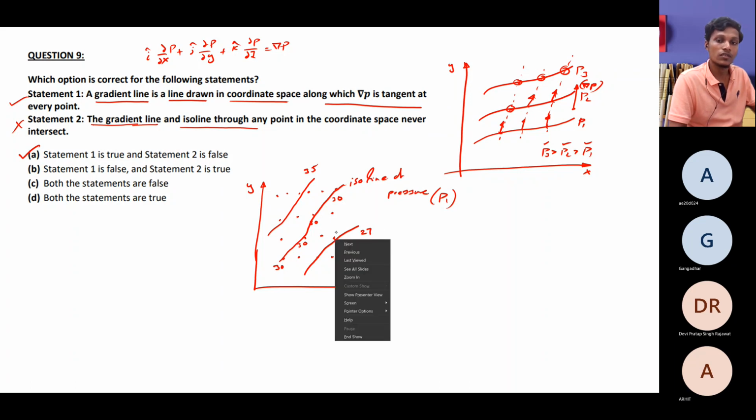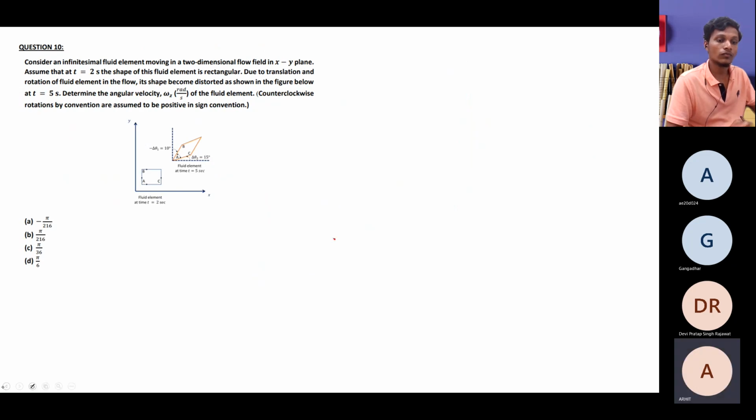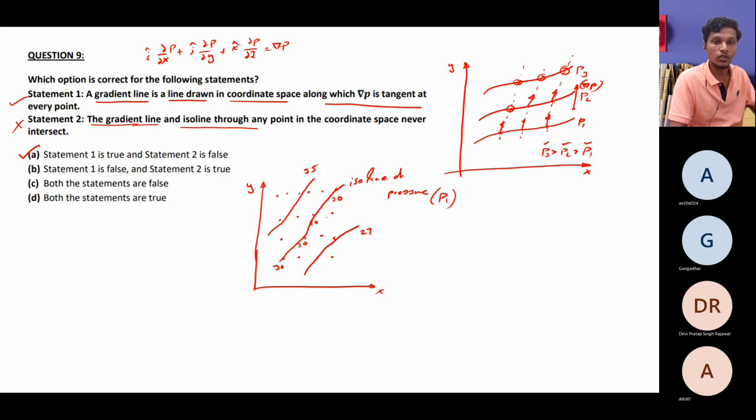The gradient definition is that it gives you the direction of maximum rate of change. The rate of change is in this direction.